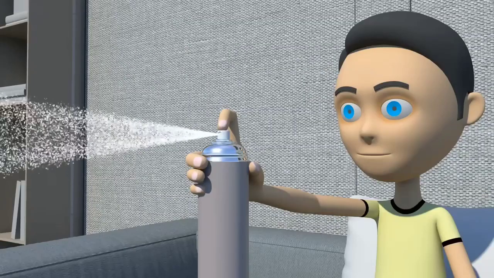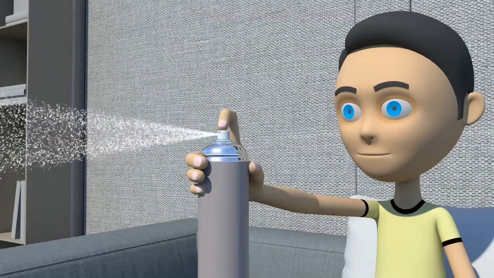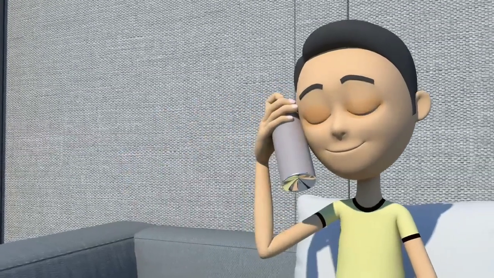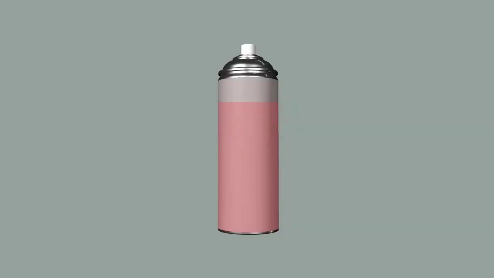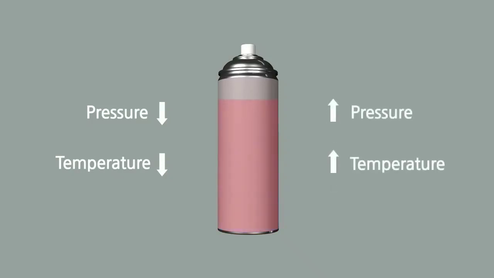We use products of spray type sometimes. You might have come across insect repellent spray or a butane fuel canister whose can surface gets cooler after use. This is because the pressure inside the product has become lower. If pressure is lowered, temperature is lowered, and if pressure goes up, temperature also rises.